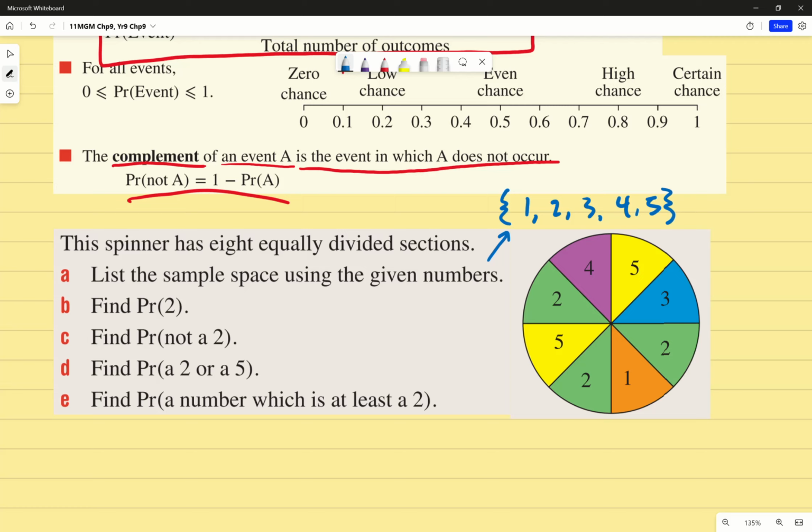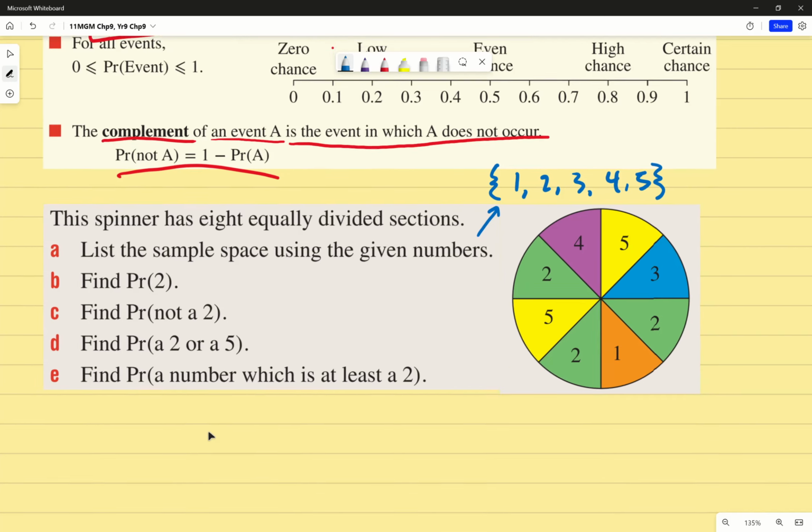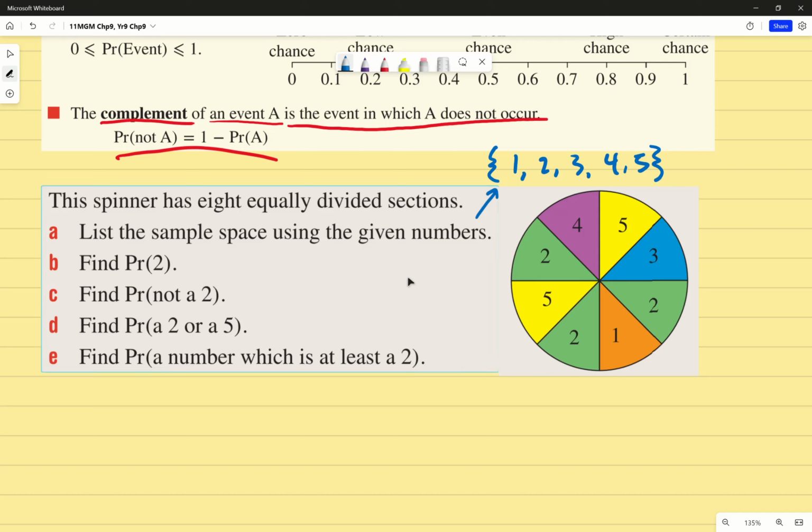Yes? How long has it been frozen for? Okay, I'll reconnect it now. Alright, let's try that again.